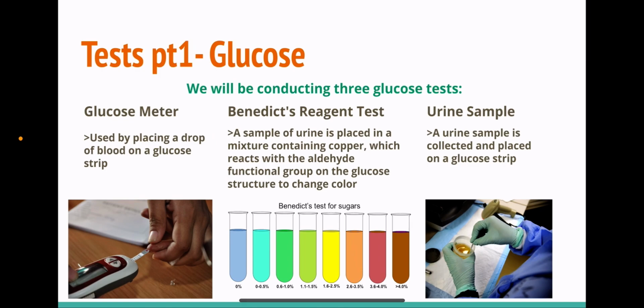Starting with the glucose test, we're going to be using a glucose meter where I will place a drop of her blood on a glucose strip. This is attached to a glucometer, which will then read the sugar level to me. I'll also be doing a Benedict's test, which is a mixture already containing copper and aldehyde, but once a sample of her urine is added, it will change the color and let me know what that glucose level is. Lastly, I will be taking a sample of her urine and putting it on a glucose strip, which will also give me a third sugar level. That way we can make sure all of our numbers are correct. All of the pictures on the bottom correspond with the tests that are pictured above them.